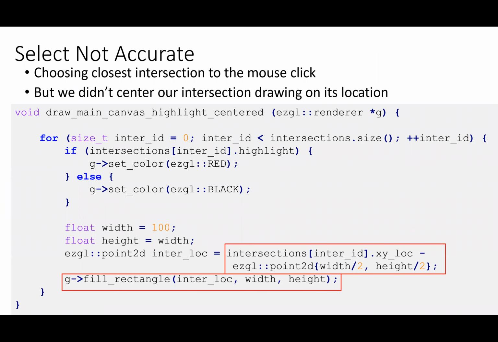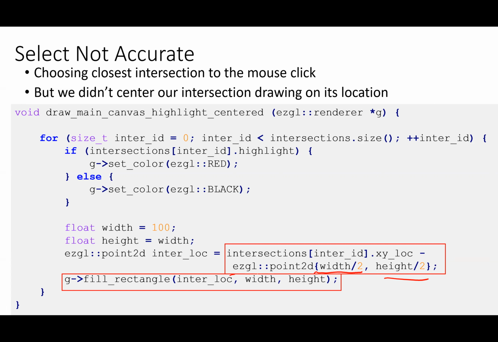So yeah, my selection wasn't accurate. To fix this is not very hard. What I'm going to do is not draw a rectangle from the lower left corner. This lower left corner is at the intersection. I want the center of the box to be where the intersection is. And all I have to do is subtract the width over 2 and the height over 2. Lots of different ways I could write that code.